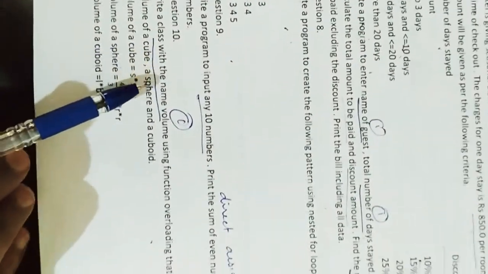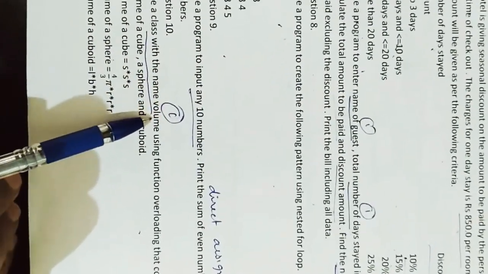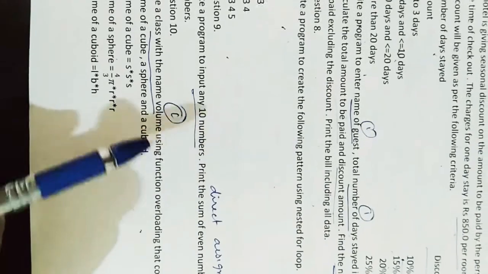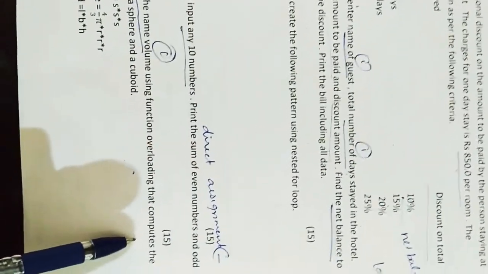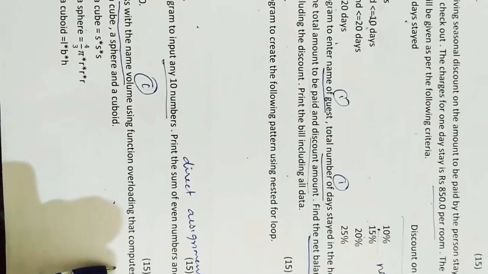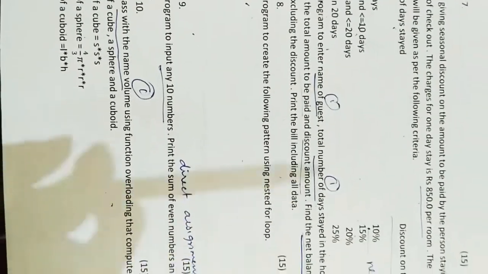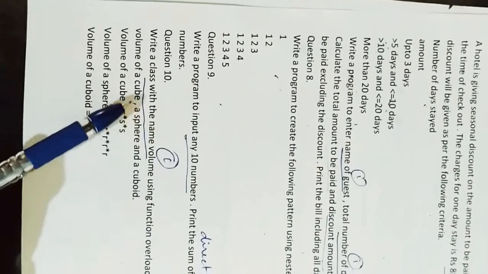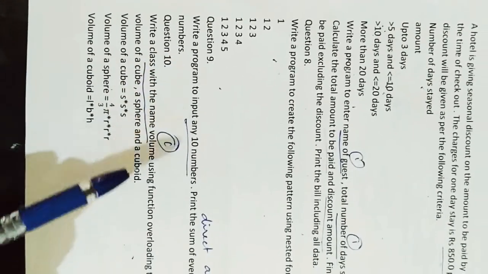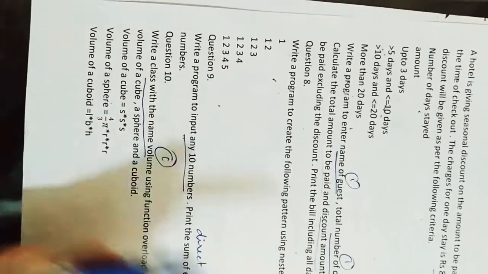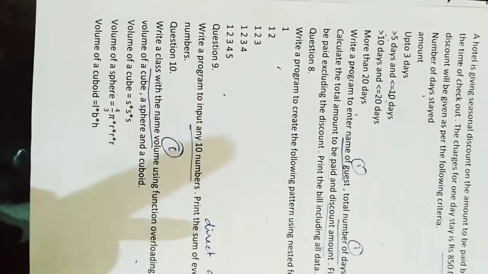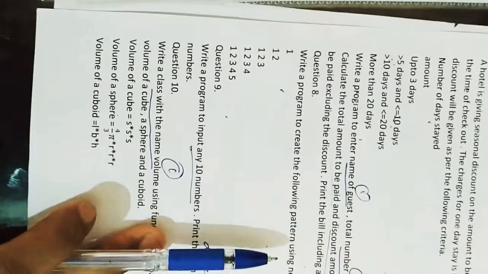Write a class with the name volume. So the class name is volume, you have to follow that only, using function overloading. What is function overloading? In a class there are 2-3 methods having the same name but different signatures, that compute the volume of a cube, a sphere and a cuboid. So we have to find out the volume of all these things. It's a function overloading program, so you have to mention that.